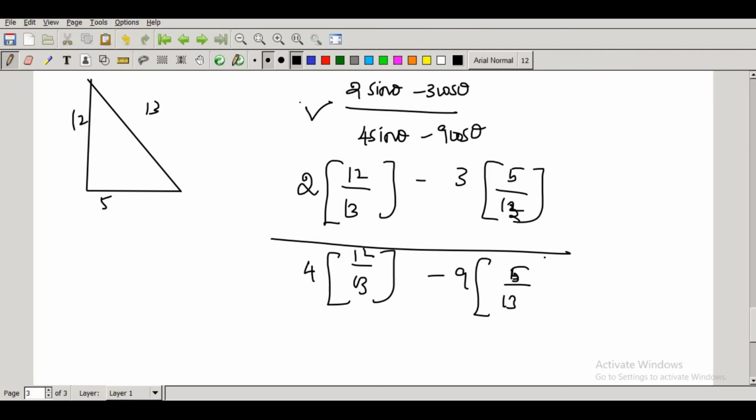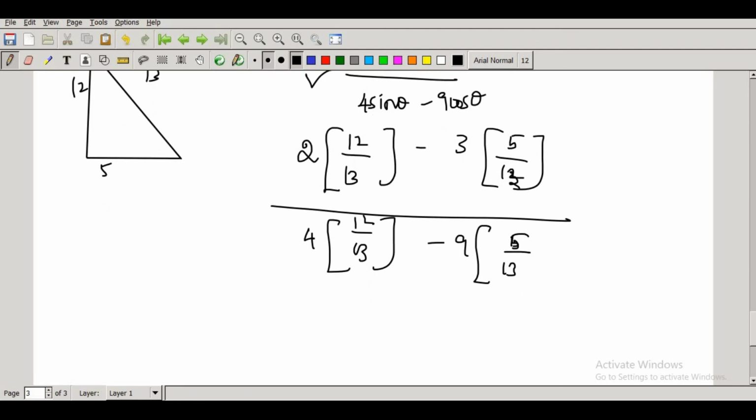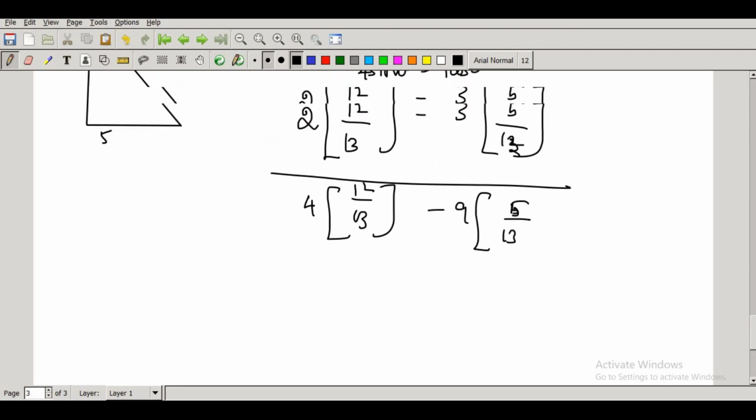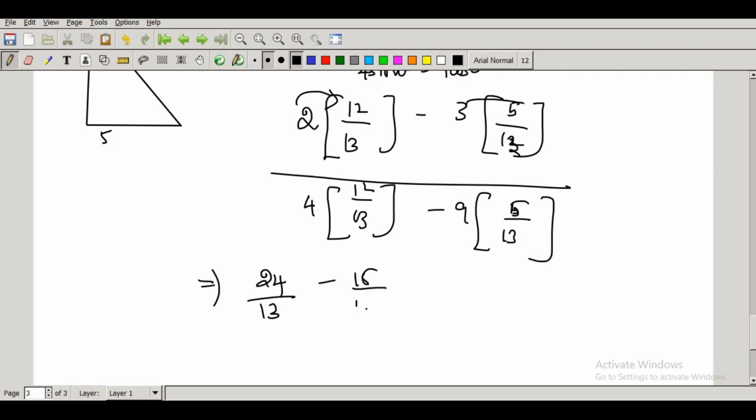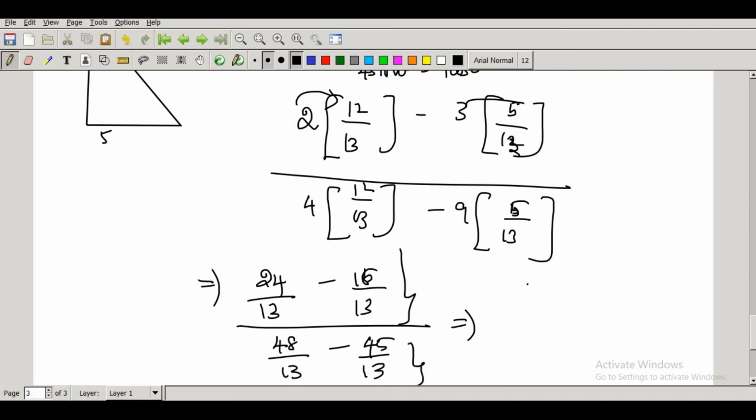Now I'm going to simplify this. Just look at the simplification. Multiply this number with the fraction. 2 times 12 is 24 by 13, minus 3 times 5 is 15 by 13, divided by 4 times 12 is 48 by 13, minus 9 times 5 is 45 by 13. The denominator is the same in the numerator and the denominator, so we can combine that.